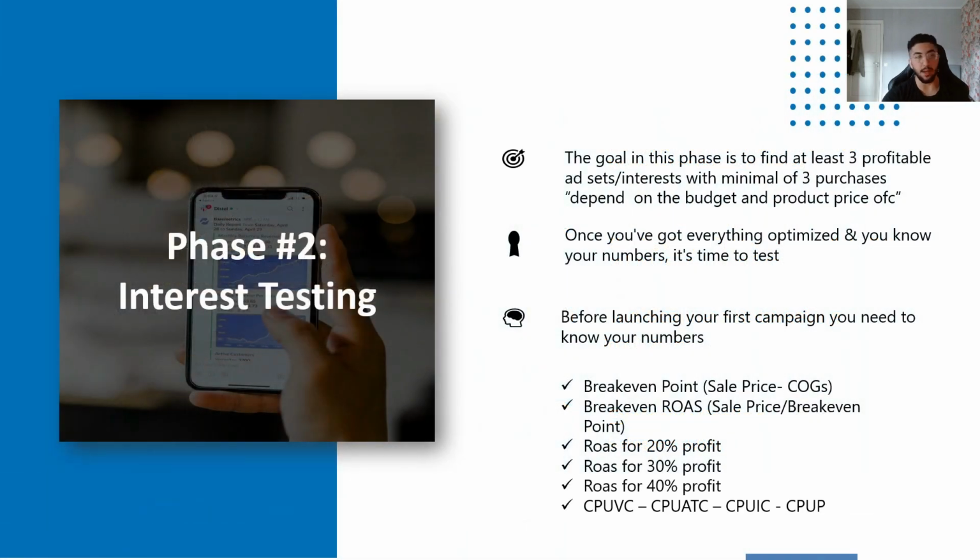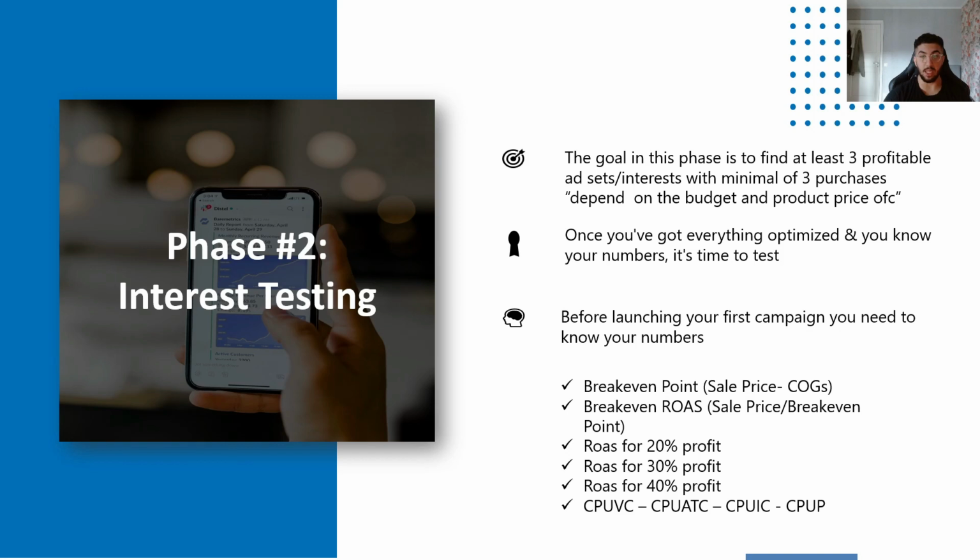And here we are in phase 2, which is interest targeting. The goal in this phase is to find at least 3 profitable ad set interests with the minimum of 3 purchases, depending on your budget and the product, of course. And the second one is once you've got everything optimized and you know your numbers, it's time to test.